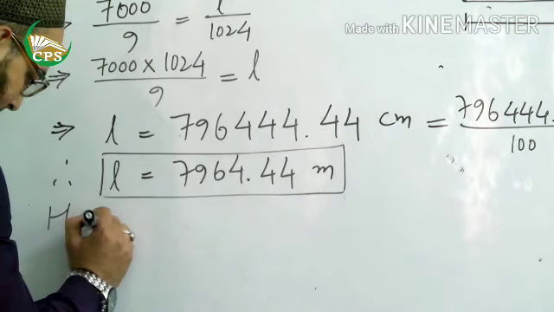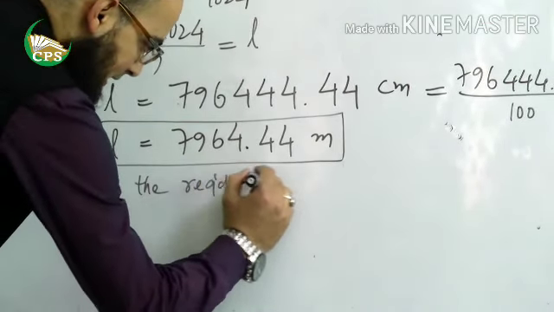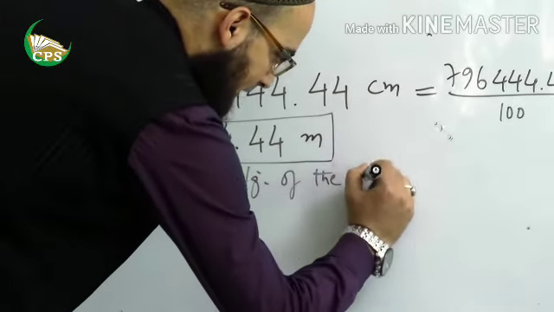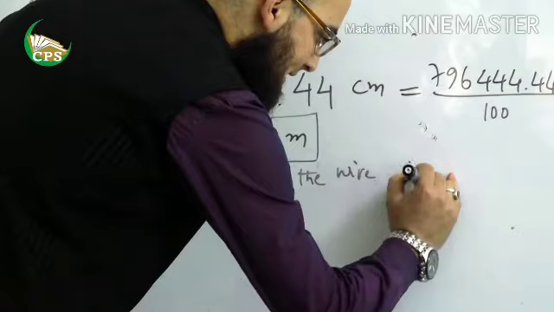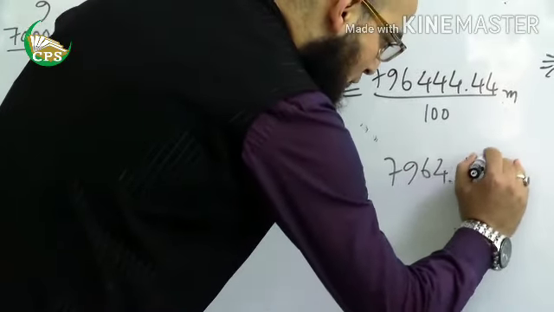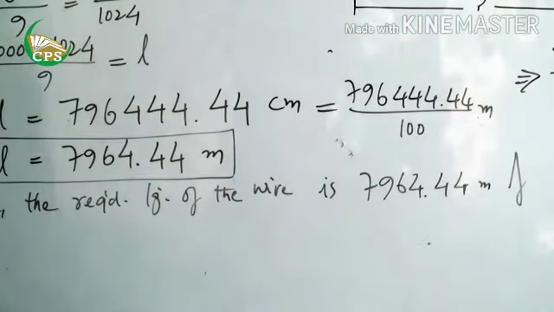Hence, the required length of the wire is 7964.44 meters. And that's your answer. Make a note.